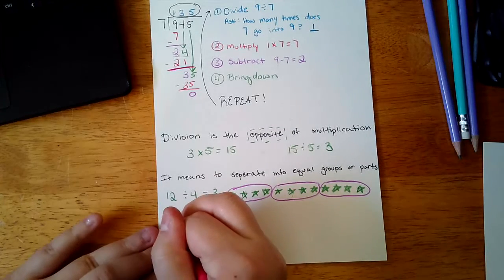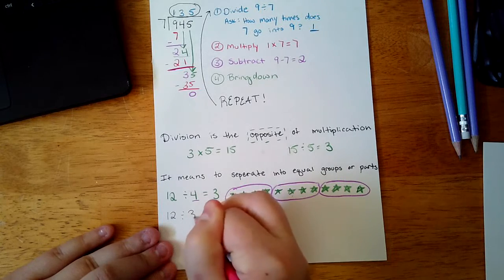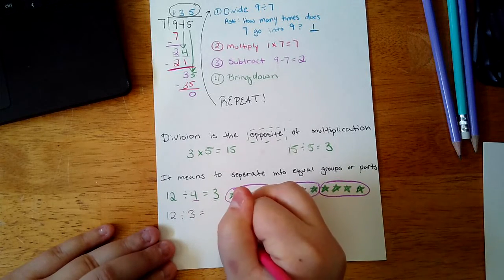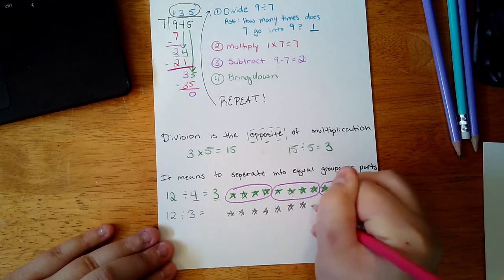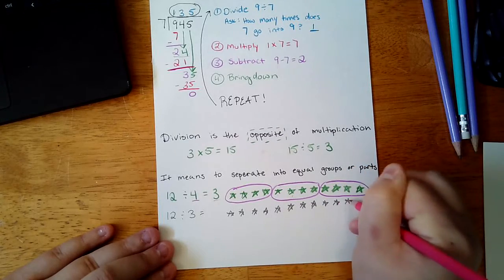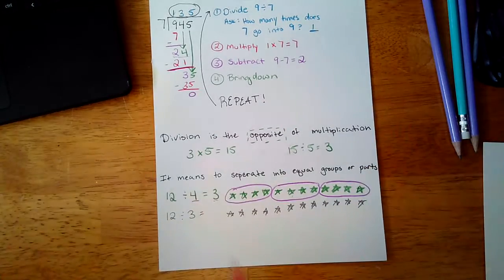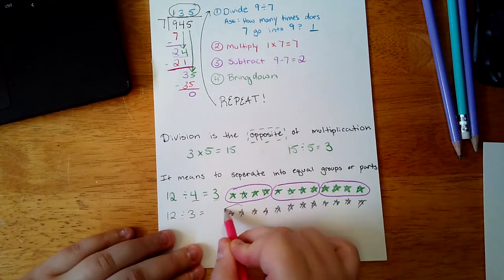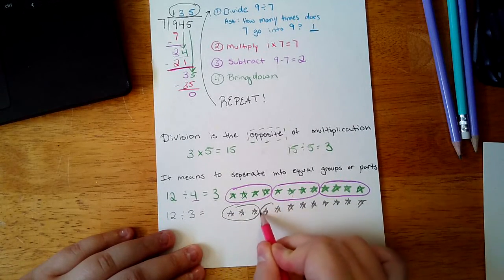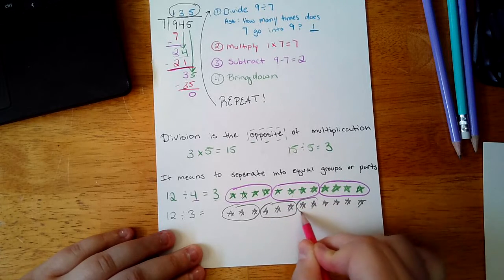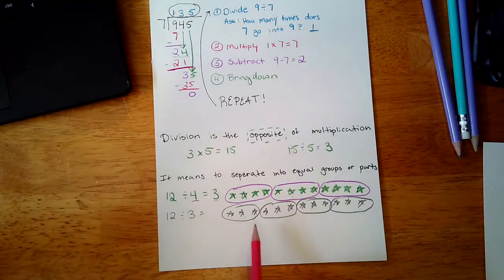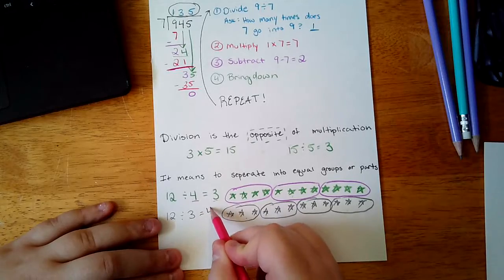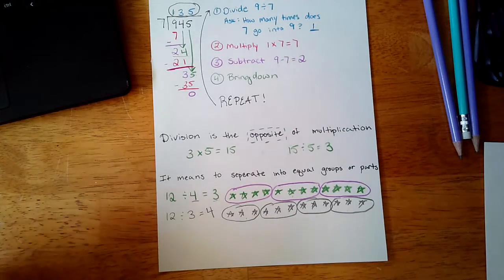Or you can do it the other way. Say 12 divided by 3 equals, well, if I have my new set of stars, and I want 3 in each one, I could go 1, 2, 3, and so on. And that is going to give us 4 groups. Correct? So that is division the standard algorithm way.